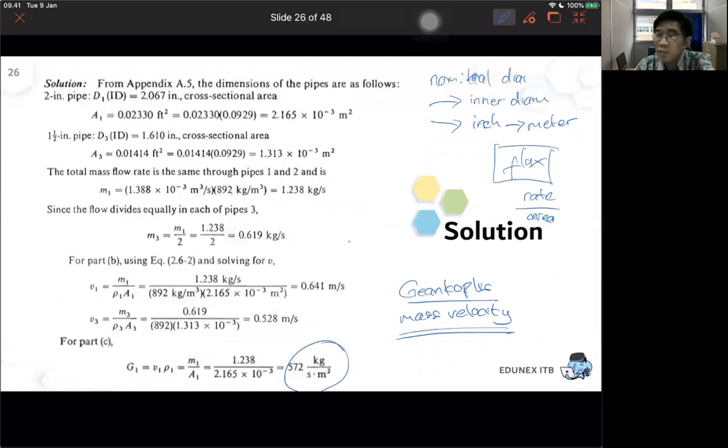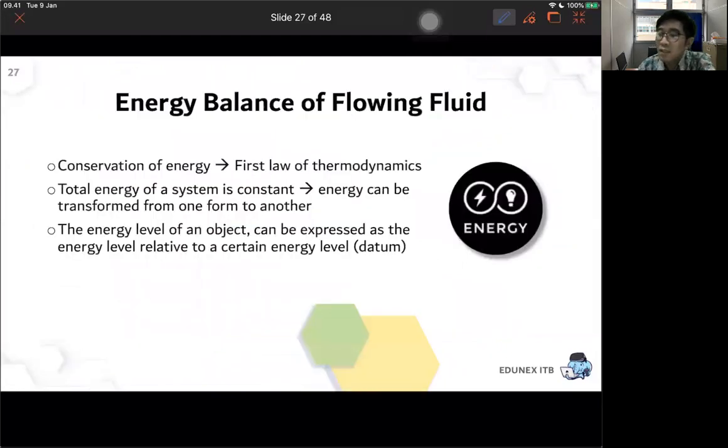Any other question? Okay, maybe I'll continue a bit about the energy balance. Besides mass balance, flowing fluids also follow the energy balance. It means the total energy is always constant. But energy can be transformed from one form to another.